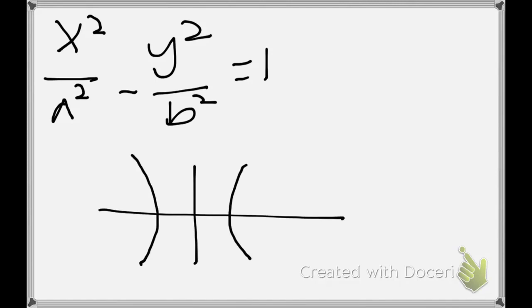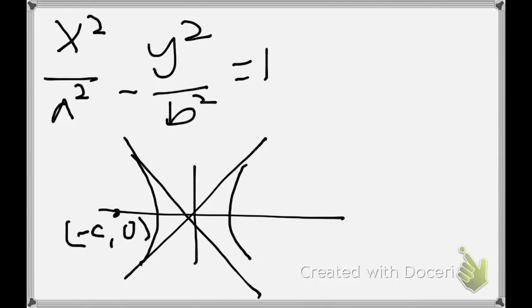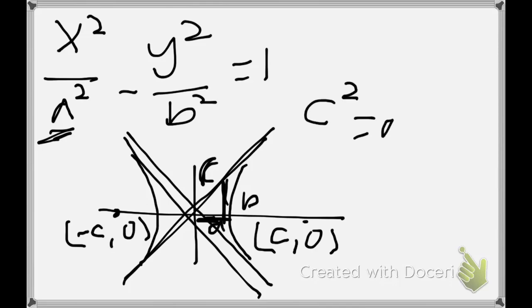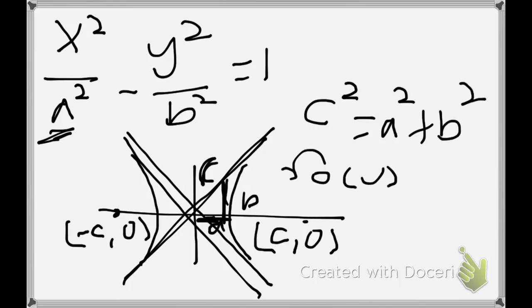The hyperbola would be on the horizontal axis, and we would have foci here, (negative c, 0) and (c, 0). The lines here are the asymptotes, and from the center, this line here is a, the height here is b. So c would be here, and we can derive this as c squared equals a squared plus b squared, where the focus, this point here, is plus or minus c, 0.